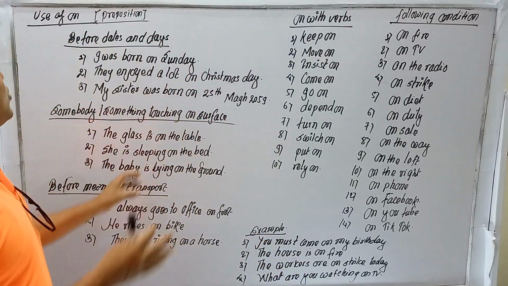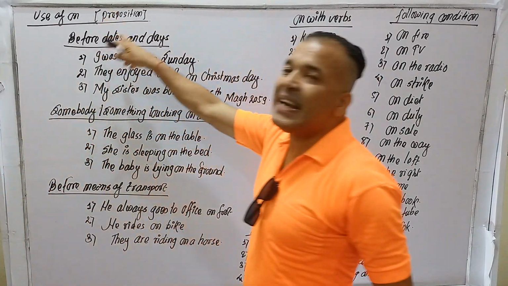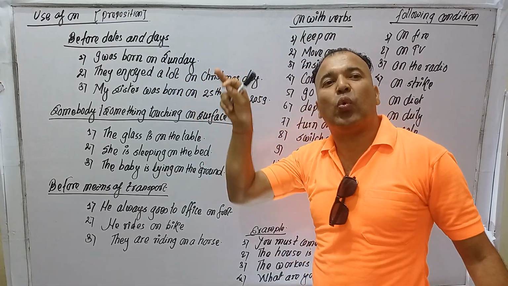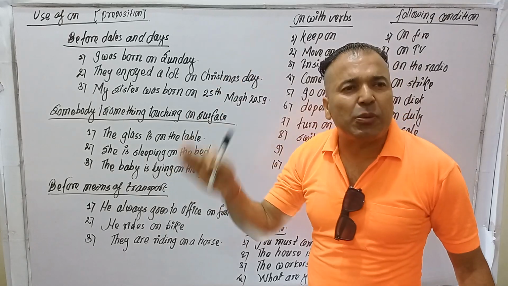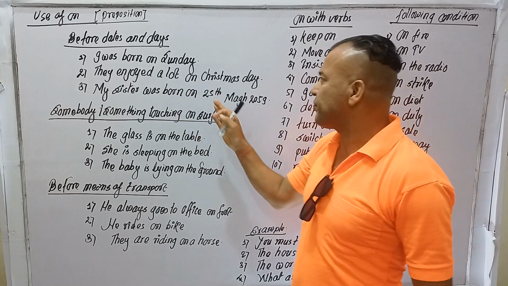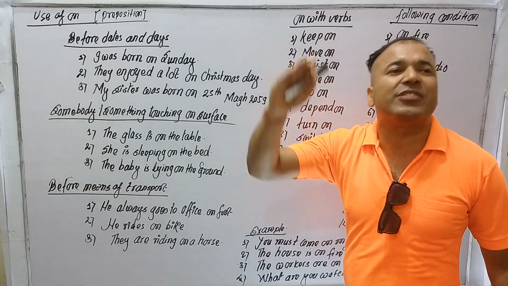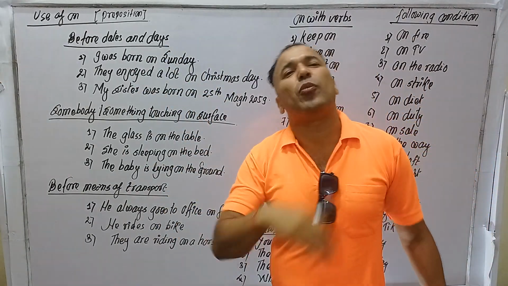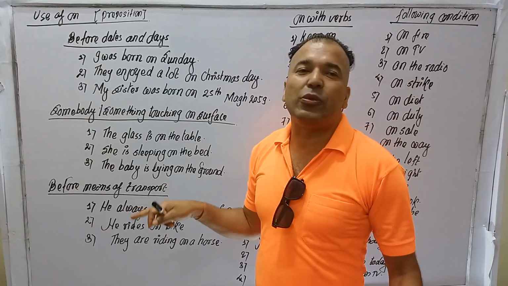So, for the use of the preposition "on", we have to use it with dates and days. On Sunday, on Christmas Day, on a holiday, Monday, Tuesday, Wednesday, Thursday, Friday, Dashain, festivals, Tihar, whatever, and the date, 21st, something, January, February, March, whatever it is, you have to mention the date.